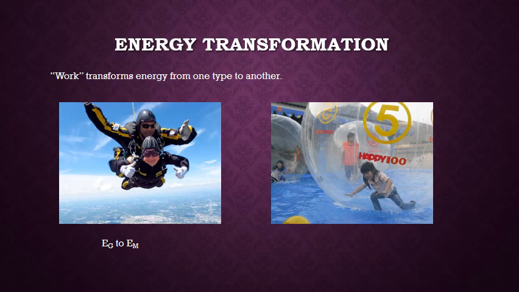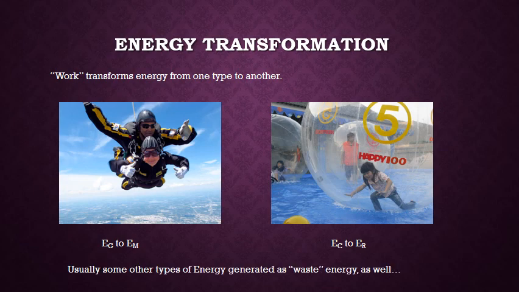Another example could be this girl who's moving around in this giant blow-up ball, looks like in a pool. As she moves, she is transforming the chemical energy in her body into rotational energy as that ball rotates and moves forward. So in both of these cases, no energy is being lost. It's just transforming from one kind of energy to another kind of energy. Sometimes we think that energy is being lost when it really isn't, and that's because some other types of energy are being generated that we think of as waste energy as well.